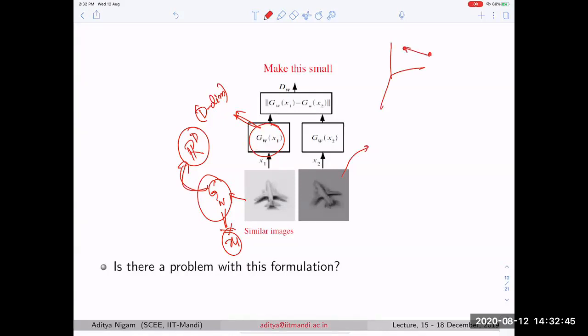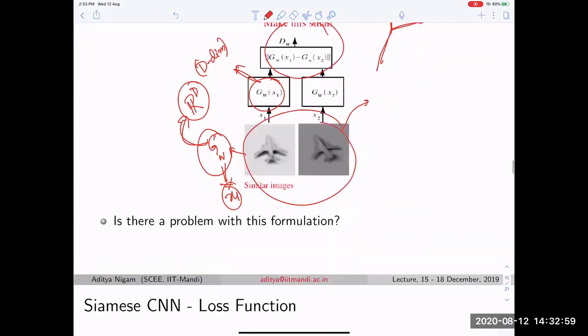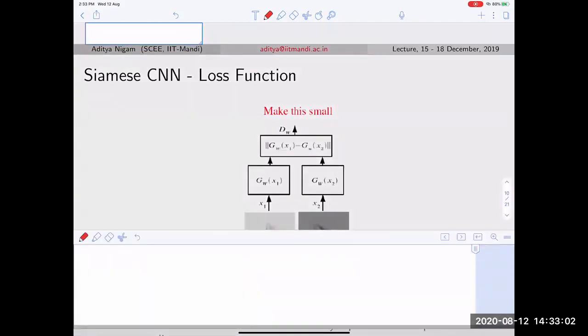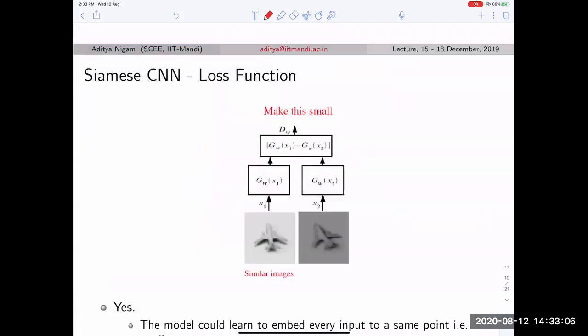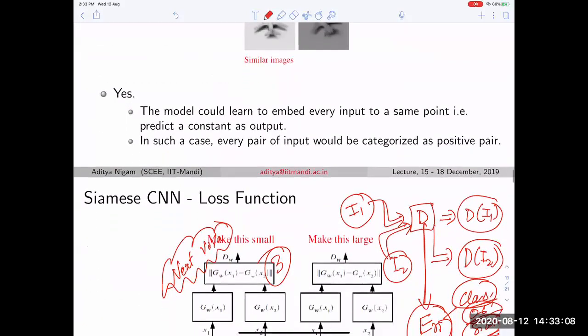You wanted to minimize this distance. So you wanted to learn a subspace, that is, what those d values are, in such a way that in that subspace this distance is as small as possible, given similar images. So what is this? But what is the problem here?